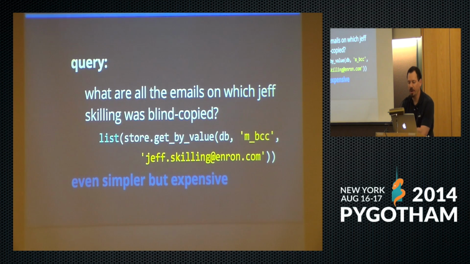What are all emails on which Jeff Skilling was blind copied? Now, this one looks even simpler. Get by value. So the field is the blind copy field, the value is Jeff Skilling, and this will return all of those.